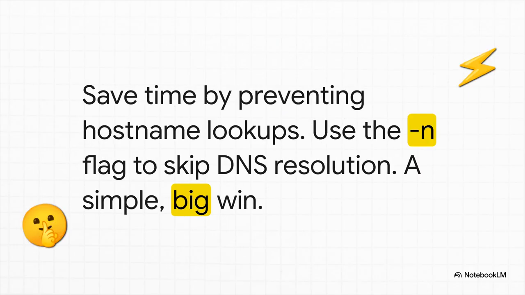All right, our third tool is so simple, but it's brilliant. Here's what happens by default. Every time Nmap finds a live IP address, it asks a DNS server, hey, what's the hostname for this IP? And that little back and forth adds up a lot. The -n flag just tells Nmap, hey, don't bother with that. And you'd be shocked at how much time this saves.